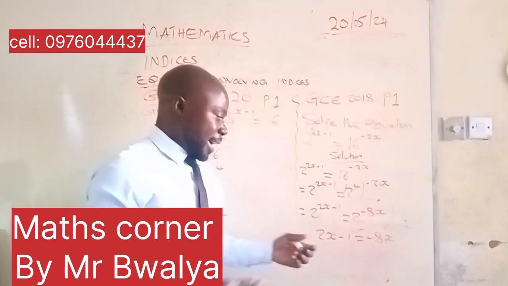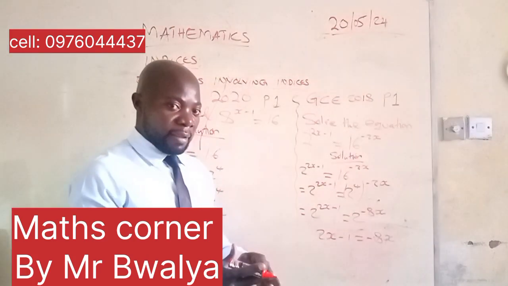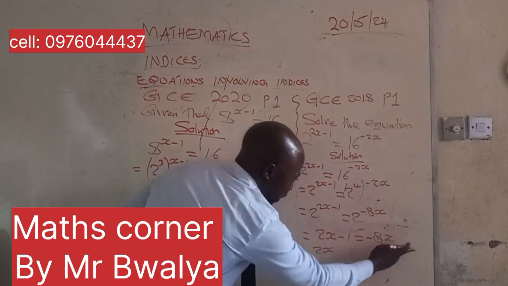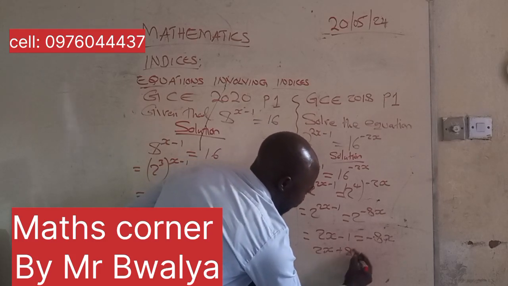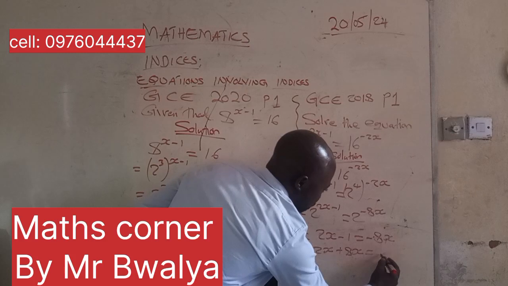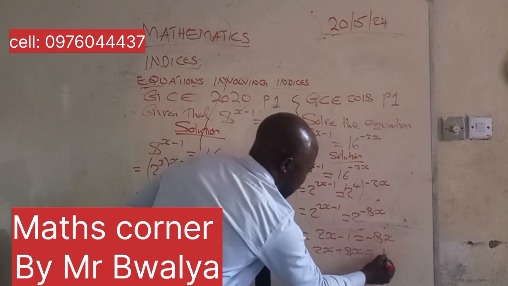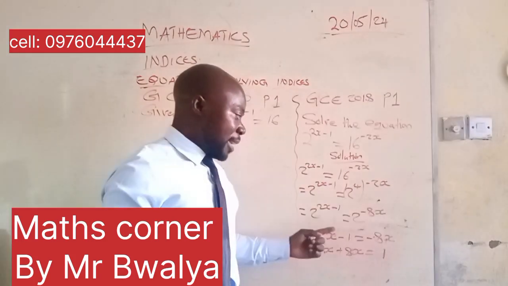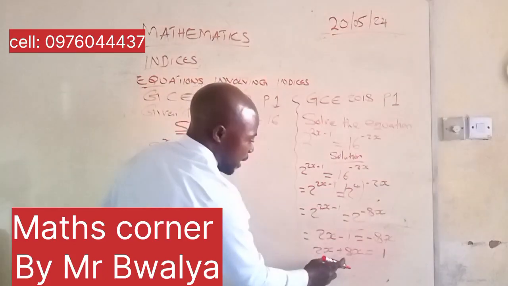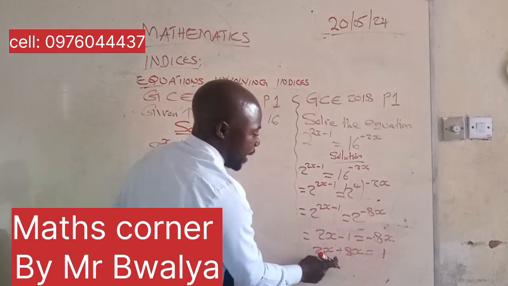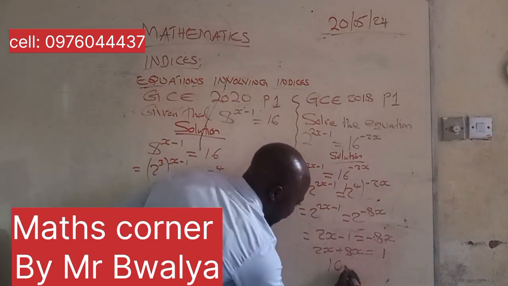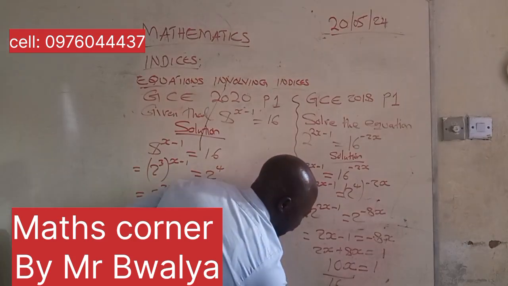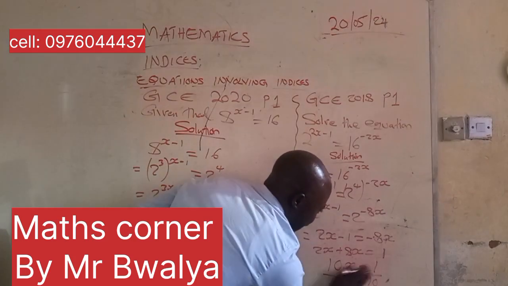Are we moving together? At this moment, you are going to collect like terms together. So 2x, when this goes over, becomes positive 8x. Even this side, when it goes there, becomes positive 1. The negative changes to positive, and the positive changes to negative. Then 2x plus 8x will give us 10x is equal to 1. Then we divide both sides by 10. Both sides by what? By 10. Are we together?